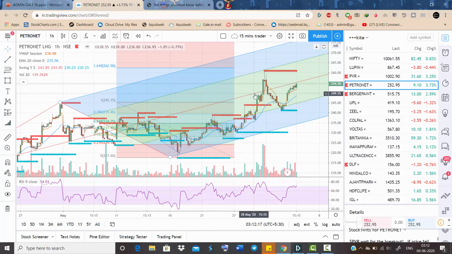So you can see this. The best buy place is this blue bar, and the best exit place is this blue bar. Or you buy here and sell at the median line, or you sell here and buy at this median line. That way you can do.